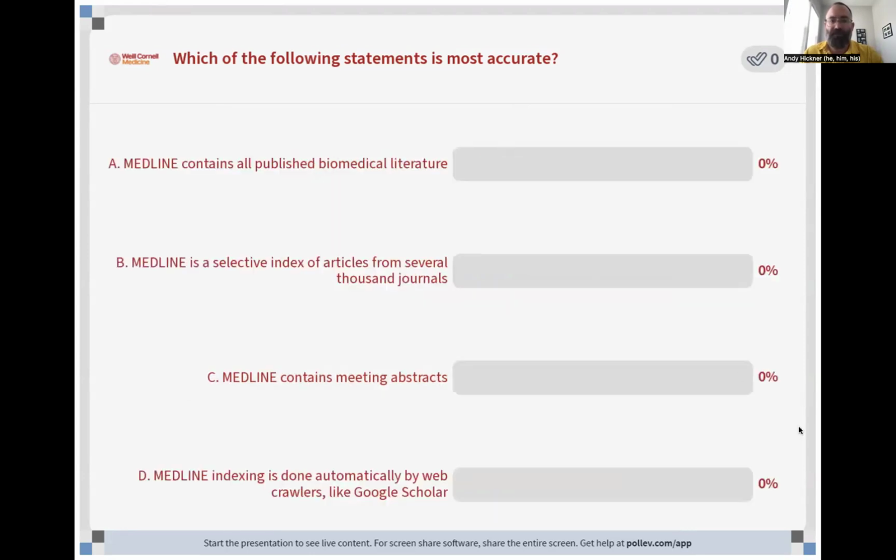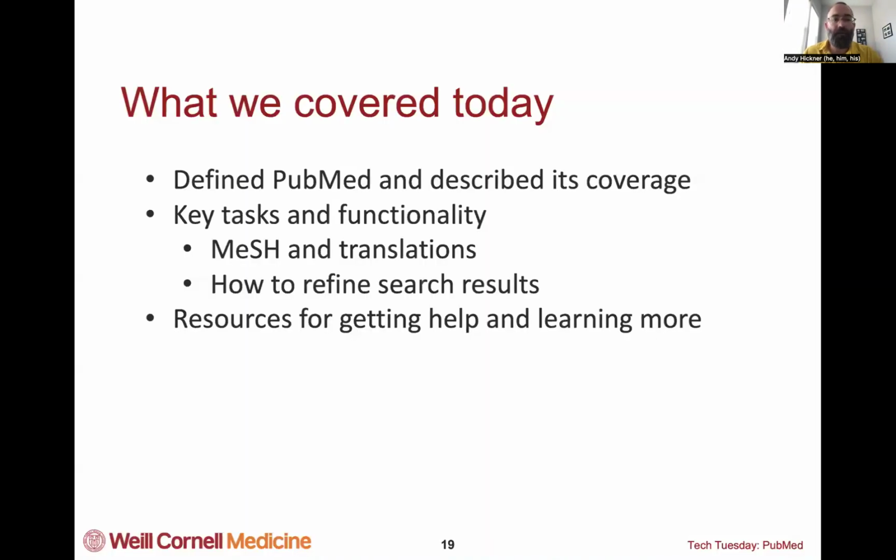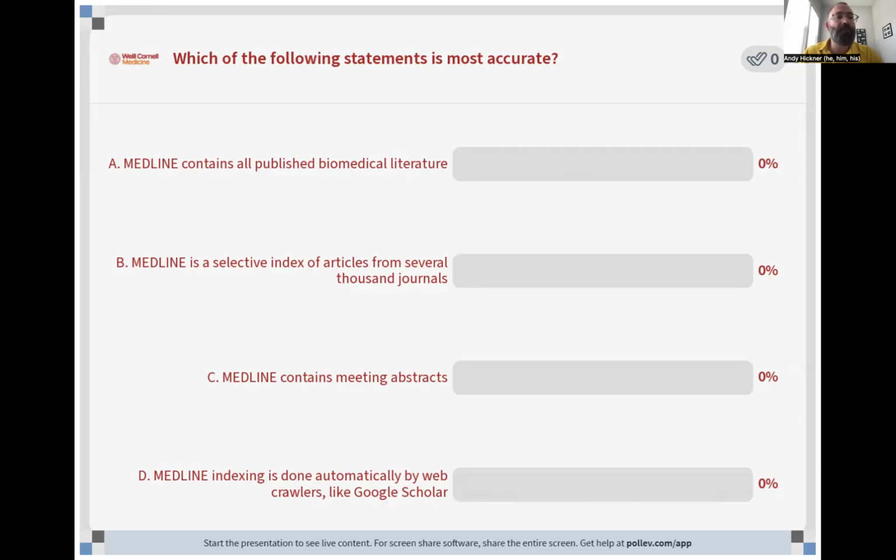Okay, looks like most of you said B, which is the correct answer. Yeah, B. So Medline is a selective index of articles from several thousand journals. Good job.